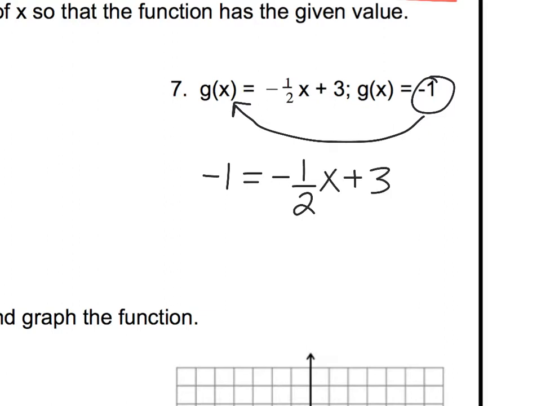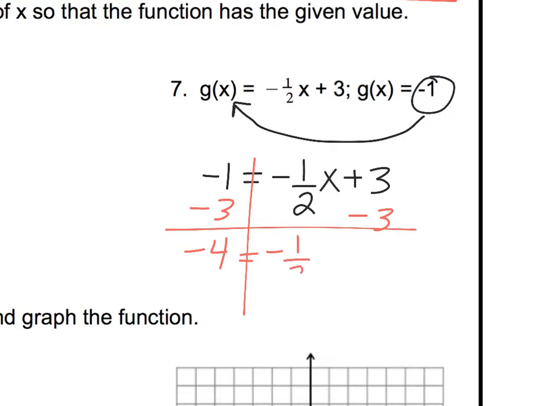So still we add or subtract first. So we're going to subtract 3 first. And we get negative 4 equals negative 1/2 x. Now, does anybody remember how we get rid of a fraction? Lexi, you remember? Flip it and multiply. Do you remember the name of that? Ryan? Reciprocal. So we're going to flip it.